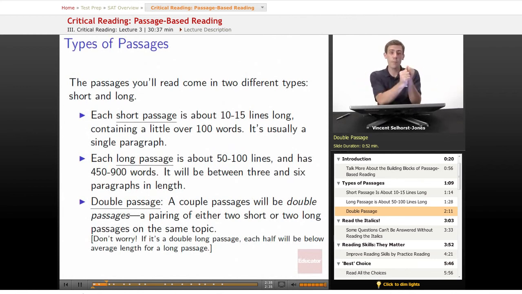They're going to both be talking about trout, whether they're two short passages talking about trout, or two long passages talking about trout. So don't worry, if it's a double long passage, they're not going to be two really long passages. They're going to be on the shorter side, so they'll definitely be below average if they're pairing two long passages. And we'll talk a little bit more about what a double passage means and how that's going to change the questions and some specific ideas for approaching those down the road.